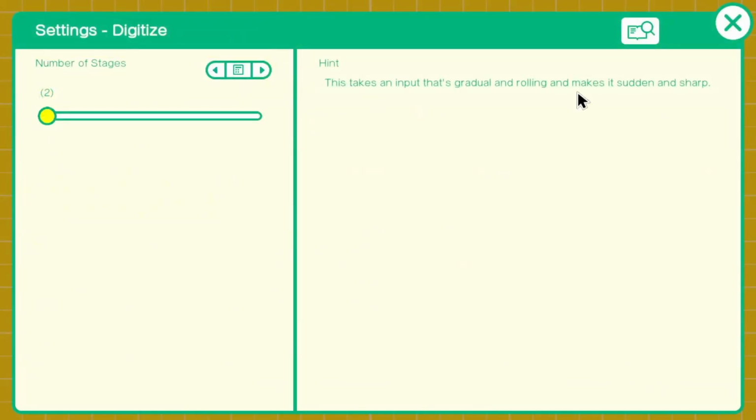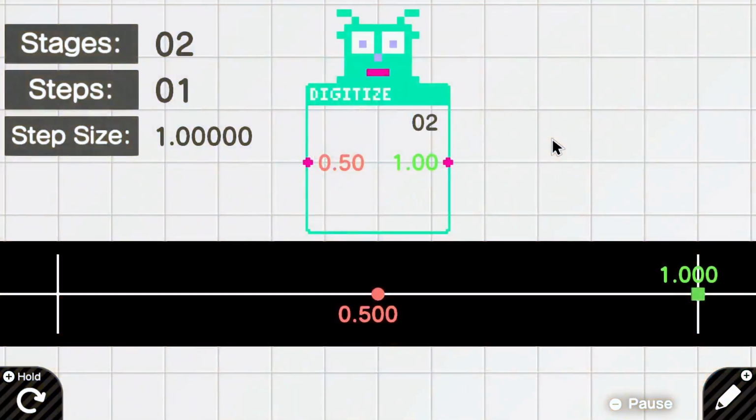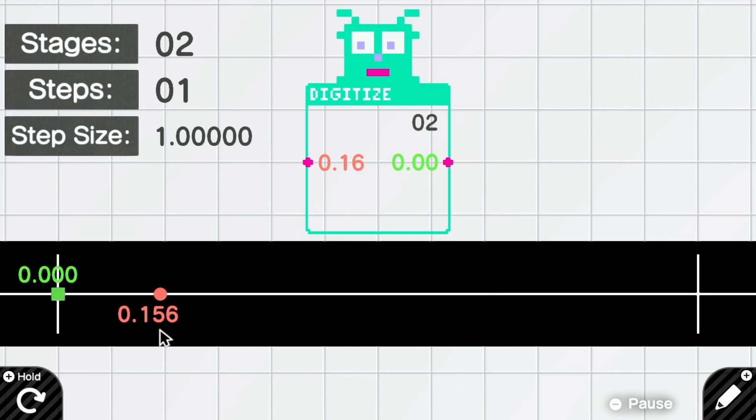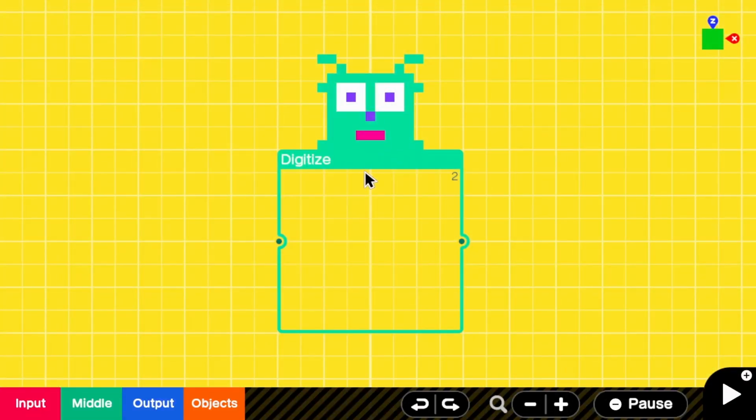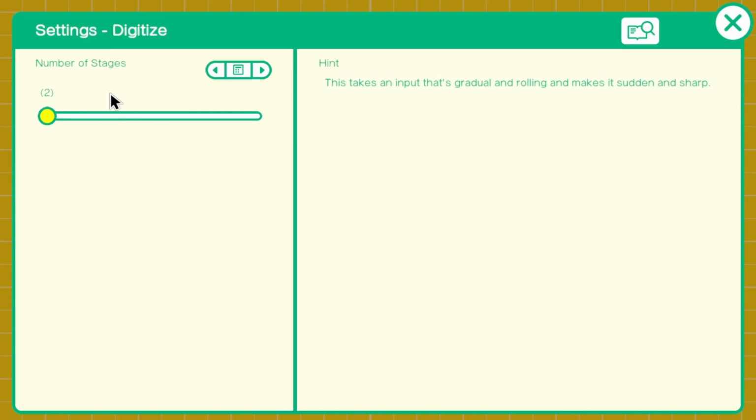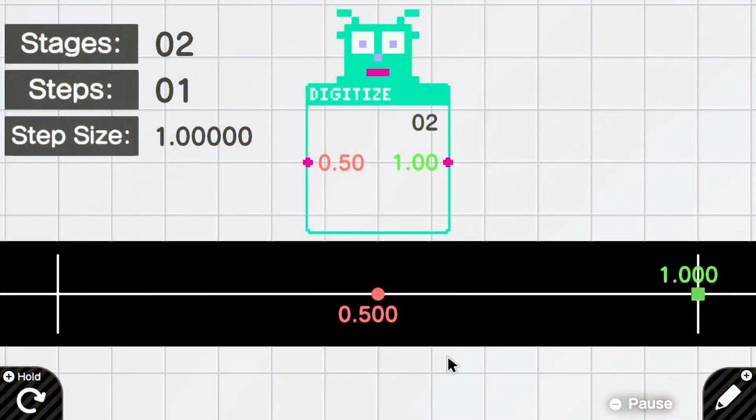So to make things easier, I've made this simple setup which visualizes exactly what's going on. Here we have the Digitize Nodon with an input and output, and this is its one and only setting. You can see here with this mouse, I can move the input between 0 and 1, and the output will be shown here as this green number. The Digitize Nodon has only one setting, which is the number of stages. In this setup, I've shown the stages here and here.